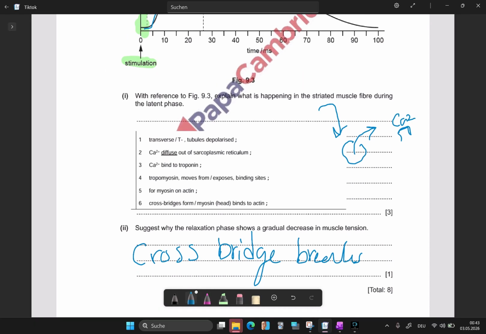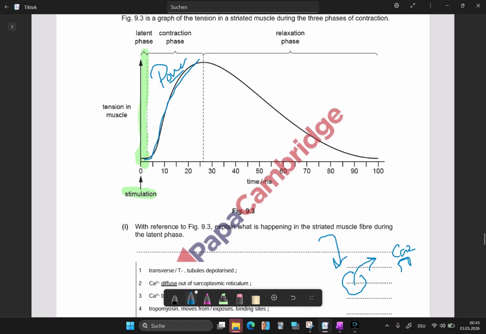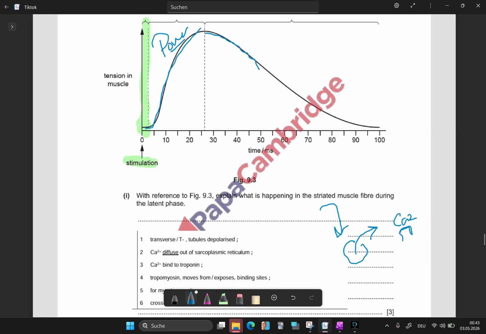Okay, then suggest why the relaxation phase shows a gradual decrease in muscle tension. Okay, it's because the cross-bridge cycle breaks down individually. Each myosin breaks down individually, so this takes time, obviously.